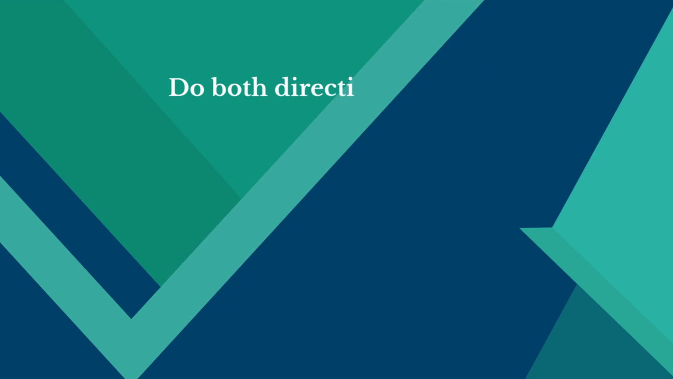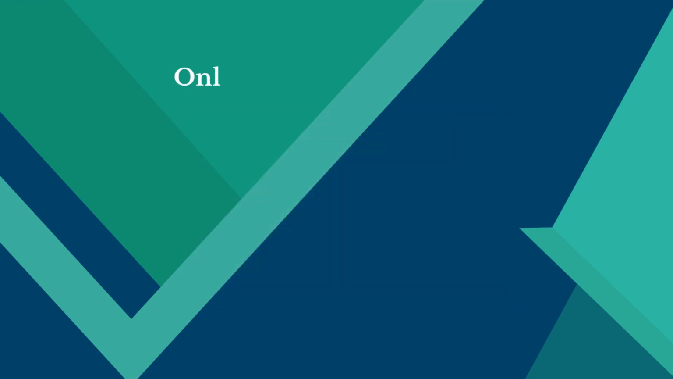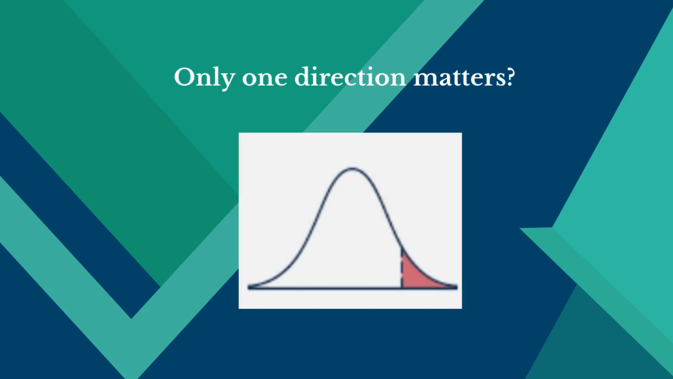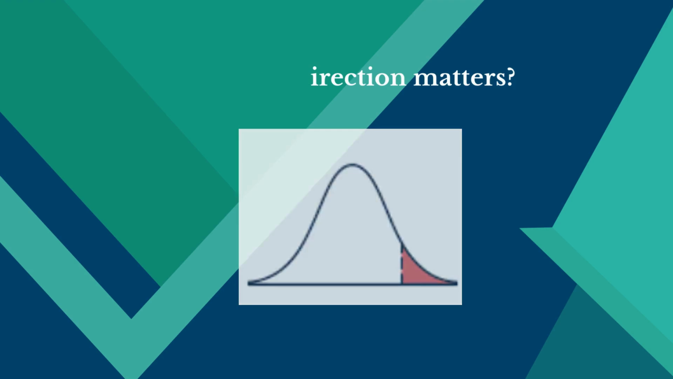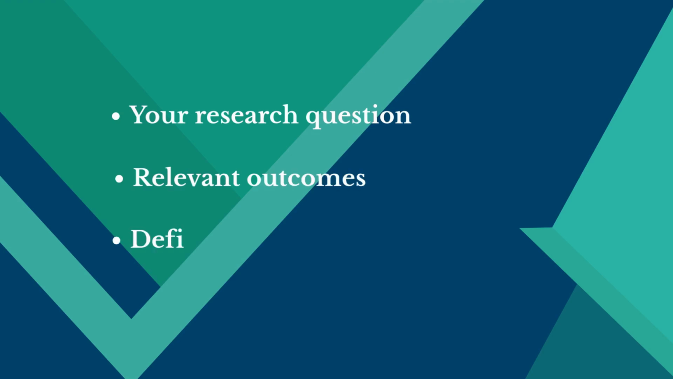Here's the rule. Ask whether results in both directions are meaningful. That's it. If results in both directions would count as evidence, you must choose a two-tailed test. If results in only one direction would count as evidence, a one-tailed test may be appropriate. This decision is not statistical, it is conceptual. It depends on what your question allows, what outcomes you consider relevant, what you define as evidence. Once that decision is made, the test follows automatically.